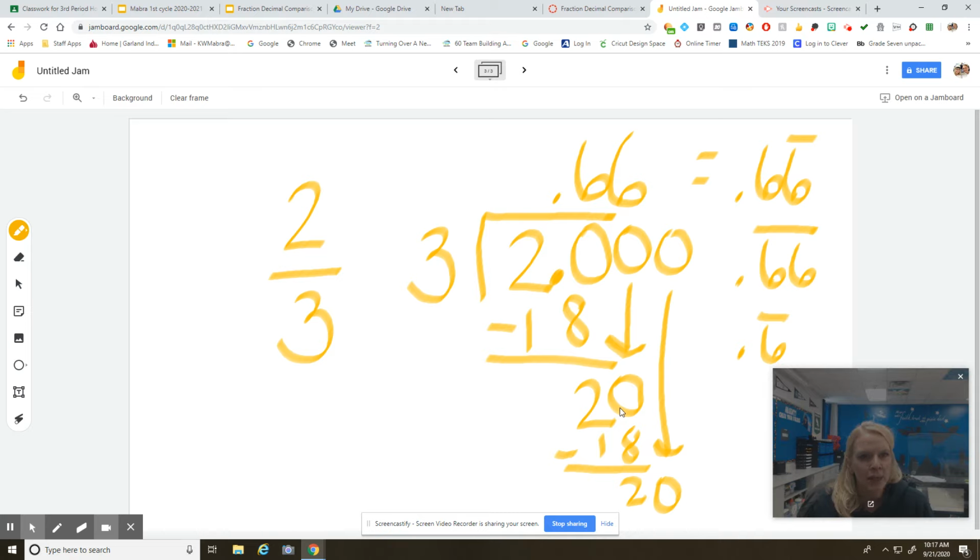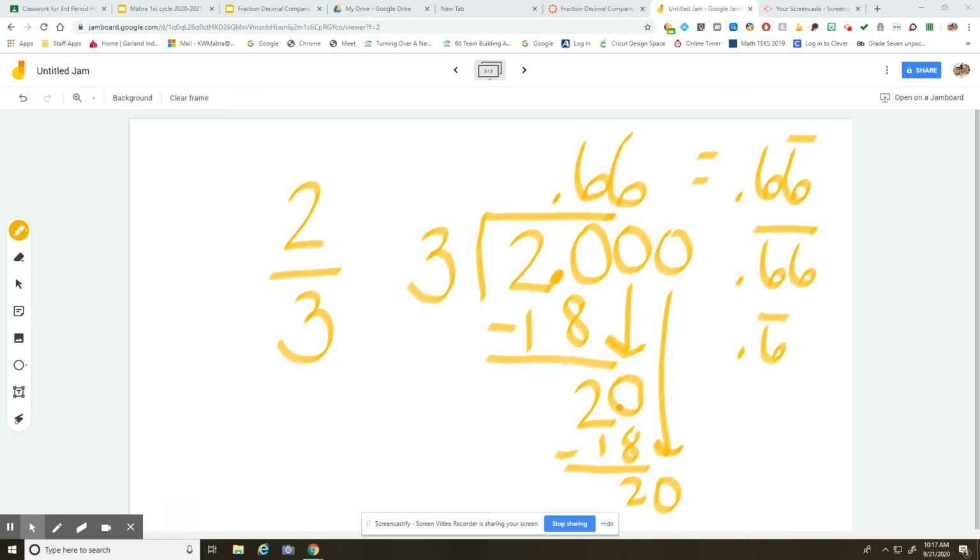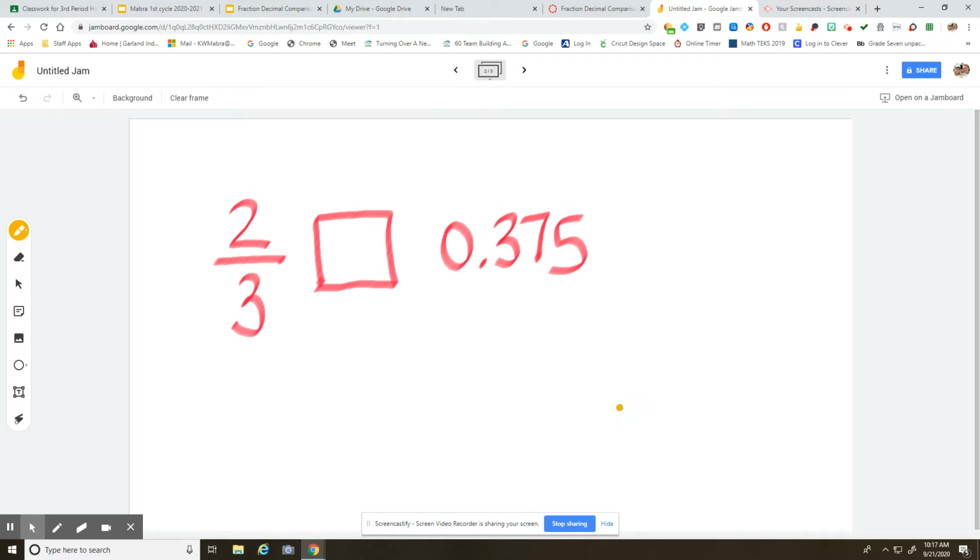Sometimes you will see that this is actually equal to 667 thousandths, because when you got to that last place, they rounded it up. So all of these are equivalent to 2/3. So if we go back to that question, is 2/3 greater than, less than, or equal to 375 thousandths? We know that 2/3 is going to be greater. Okay, and that is how you're going to change a fraction into a decimal.